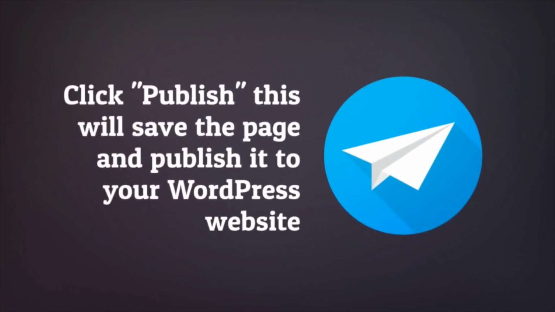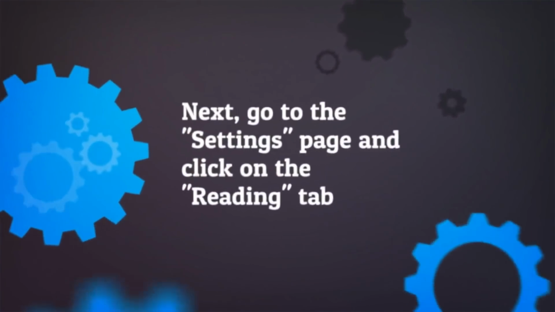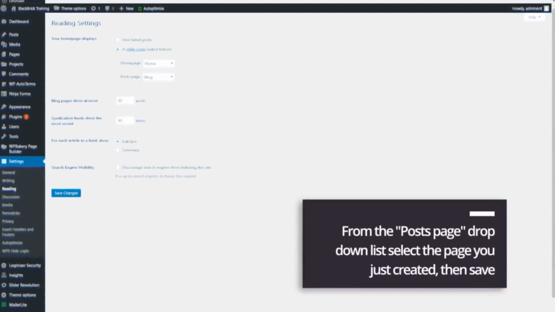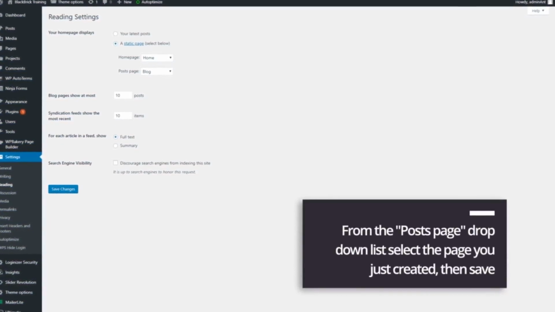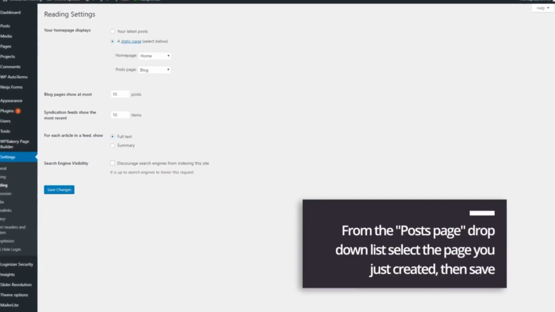And then click Publish. This will save the page and publish it to your WordPress website. Next, go to the settings page and click on the reading tab. From the posts page drop-down list, select the page you have just created and then click Save Changes. You have now created a blog on your WordPress site.